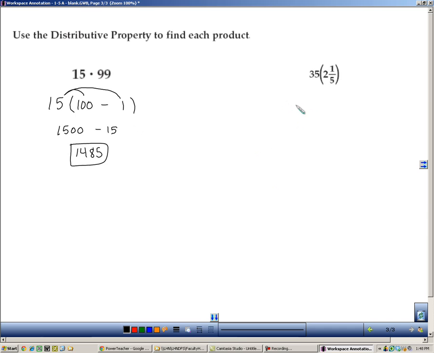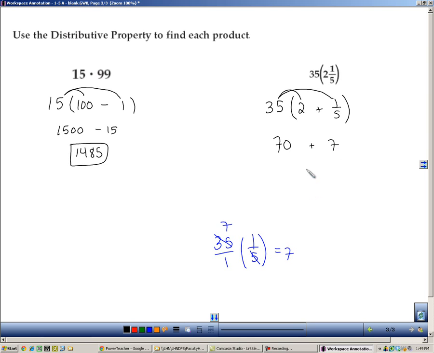Our next example is 35 times 2 and a fifth. That's not very easy, but if I see 2 and a fifth as 2 plus 1/5, then I can use the distributive property. 35 times 2 is 70. 35 times 1/5, I'll go down here and look at that in blue. This is really 35 over 1. 5 goes into 35 7 times, so we end up with a 7. And then 7 plus 70 is 77.